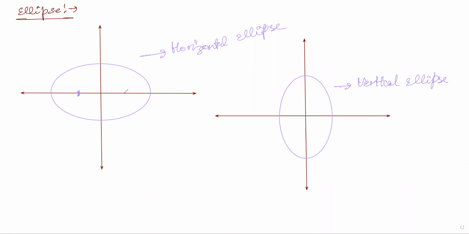If it's horizontal ellipse, तो जो ये x axis है, देखो x axis की लेंथ ज्यादा है इस केस में. x axis पे ellipse की लेंथ ज्यादा है and y axis पे ellipse की लेंथ कम है. So let's say this point is A and this point is B, and let's say this point is C and this point is D. So AB is known as major axis.